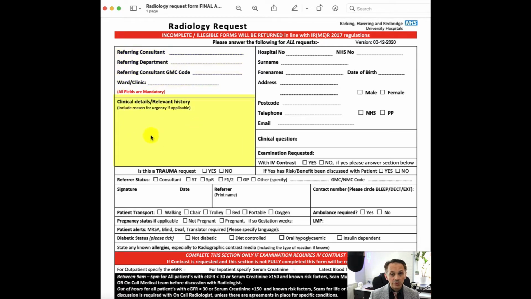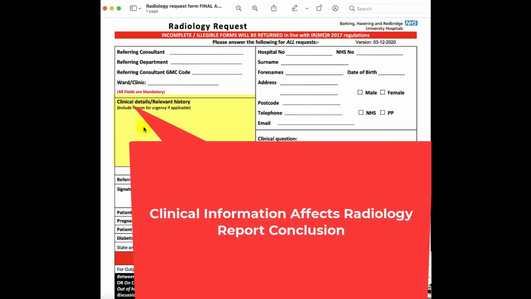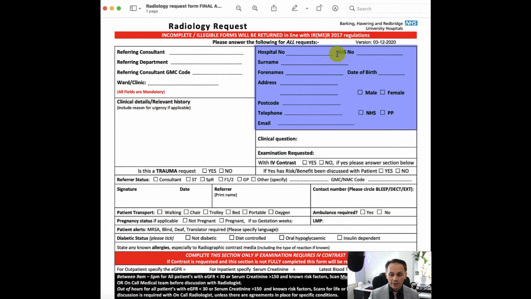As I mentioned before, writing all the clinical information really does help. Abbreviation is not encouraged, and we would like to stress that 50% of our radiology report conclusions can vary depending on the clinical information provided. So please use this and write as much clinical information as possible. These are the mandatory fields that you're familiar with: hospital number, NHS number, surname, first name and address. I'm not going to go through the details.